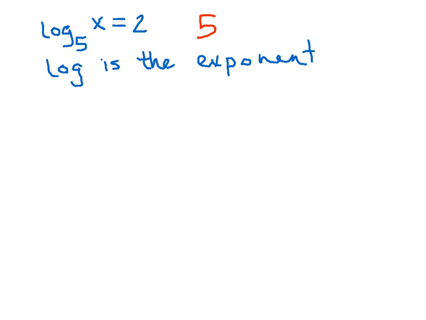And then the log is the exponent, so that becomes the exponent when I rewrite it. And it's equal to whatever I have left, and in this case all I have left is an x. So 5 to the 2nd is equal to x, which is 25. That's kind of the key to it.